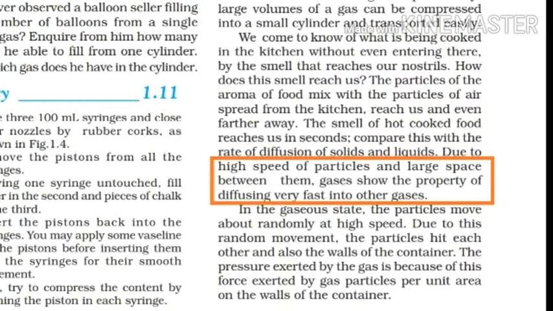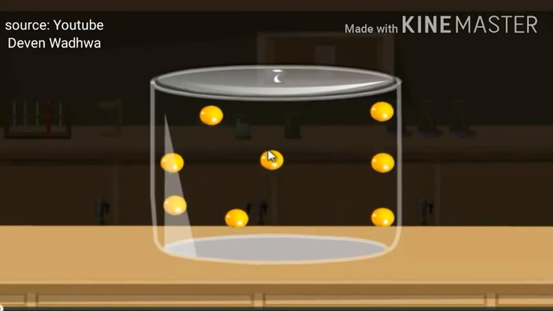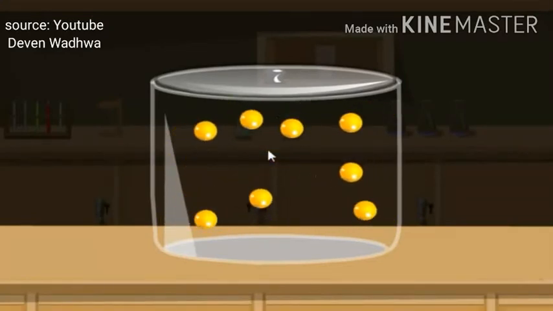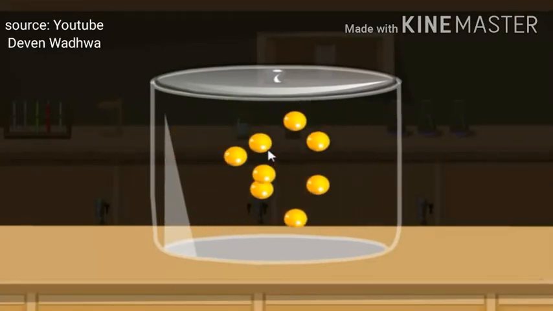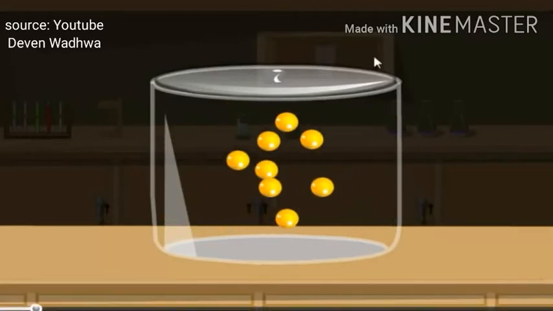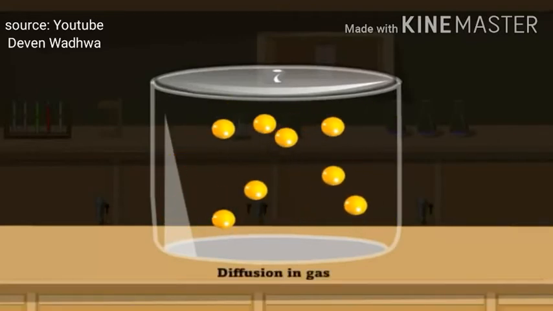In the gaseous state, the particles move about randomly at high speed. Due to the high speed of particles and a large space between them, gases show the property of diffusion very fast into other gases. The particles in a gas move randomly in all directions. This helps to explain why diffusion takes place in gases.